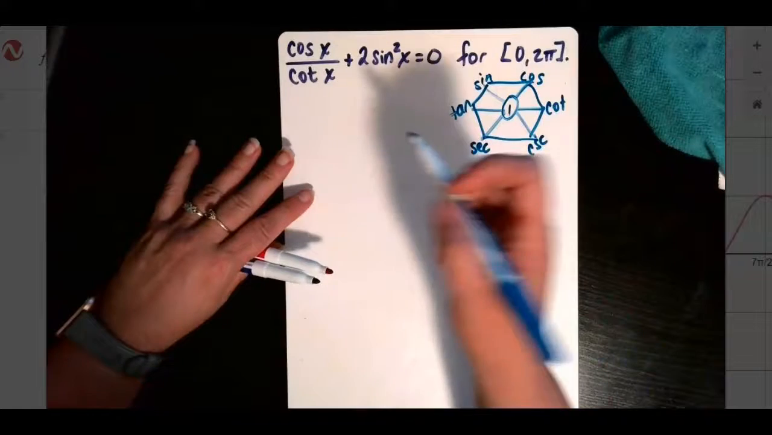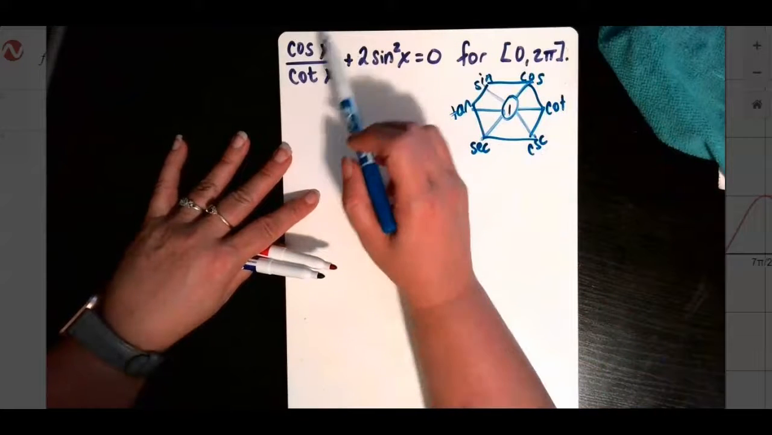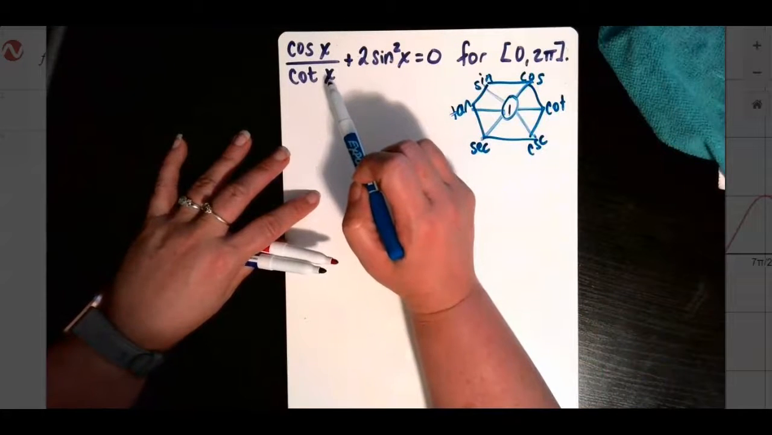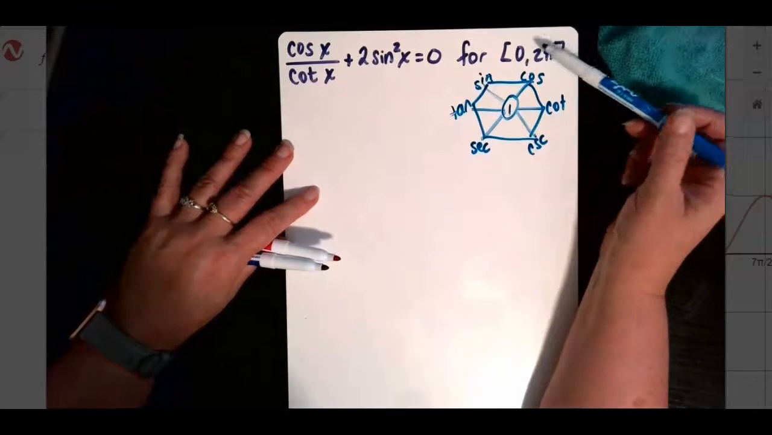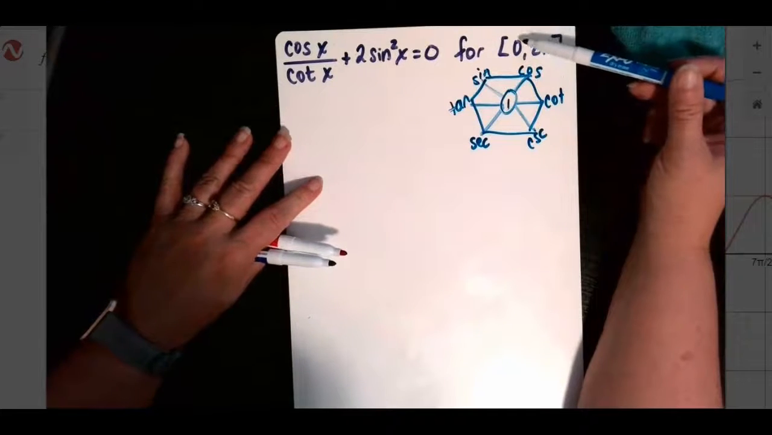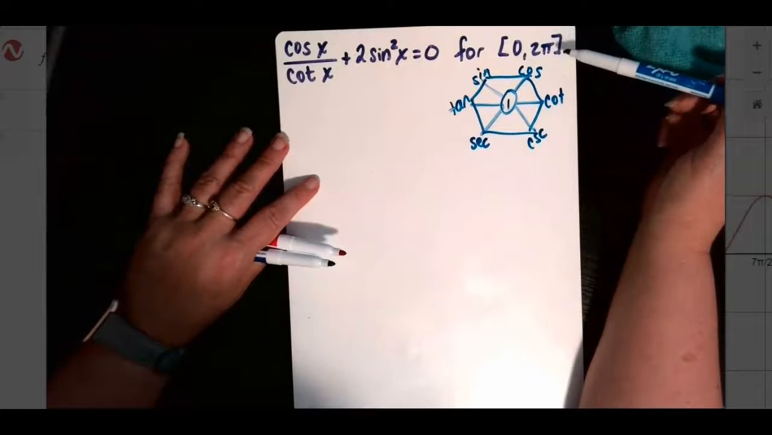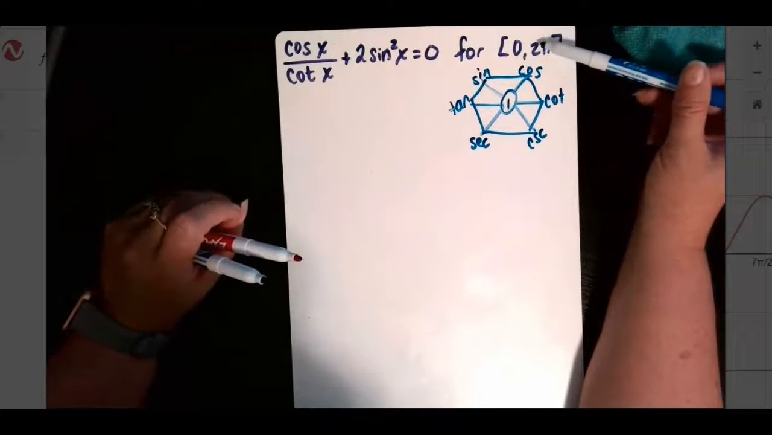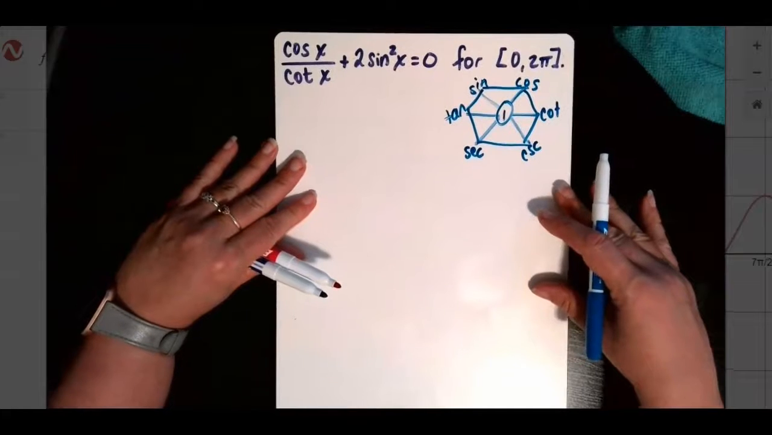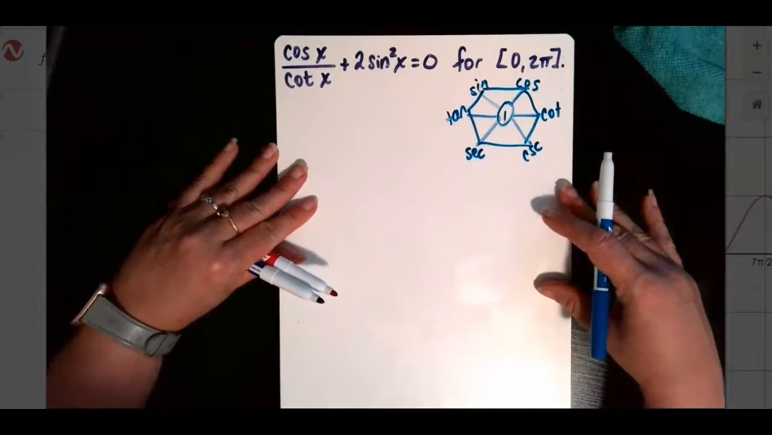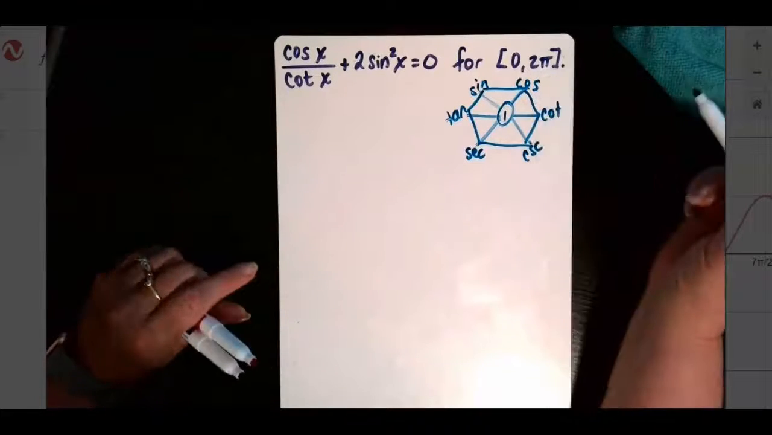Okay, so in this example, we're going to solve the trig equation cosine of x divided by cotangent of x plus 2 sine squared x equals 0 for all angles in the interval 0 to 2 pi inclusive. Since it's 2 pi in our interval, we know we're going to be working in radians as opposed to degrees and 1 lap around the unit circle.